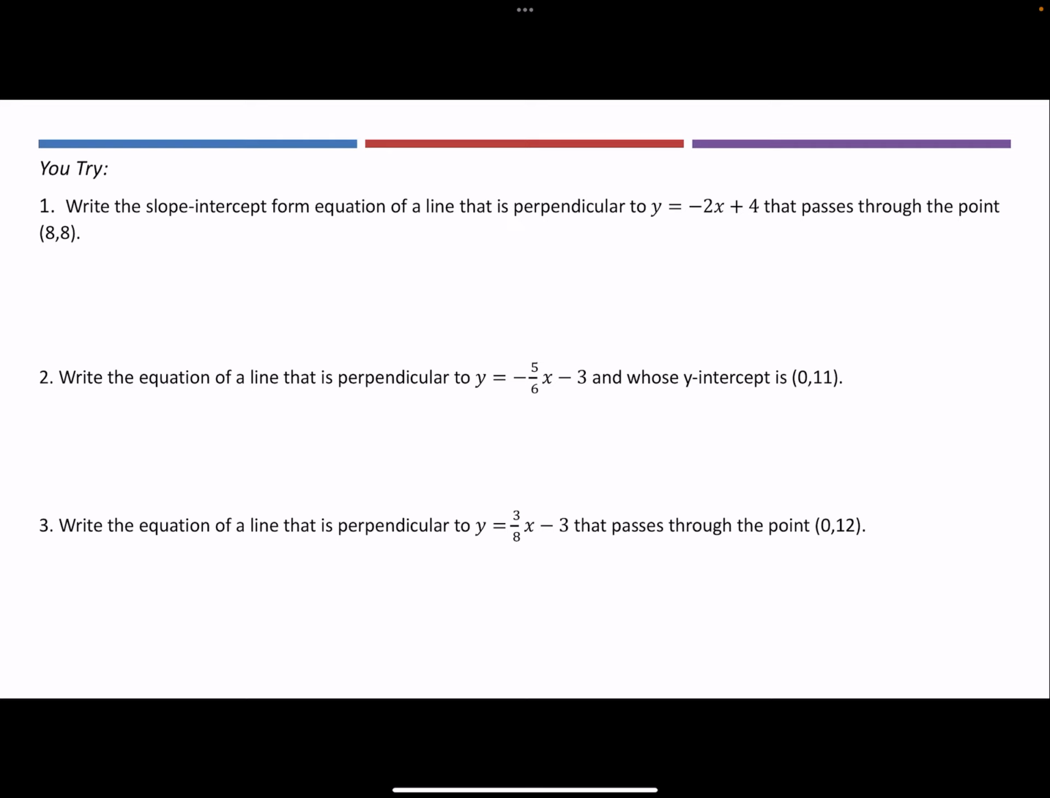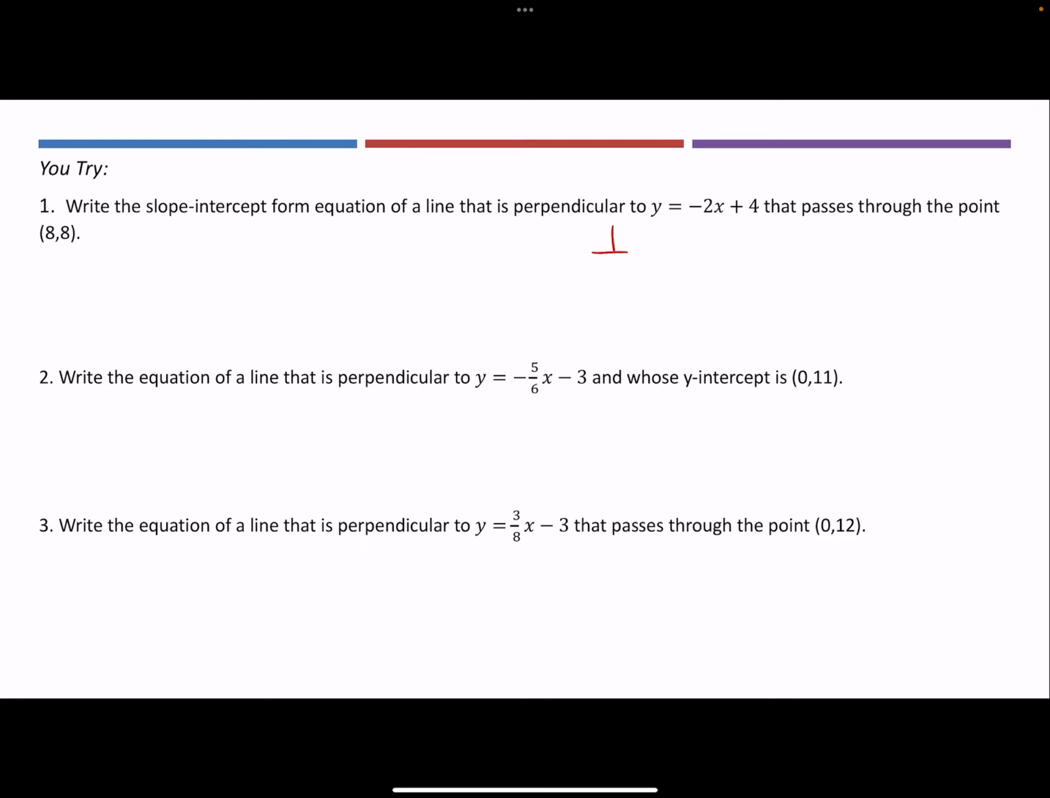But if you want me to go through, I'm going to quickly go through a few more examples just in case you need some more practice, okay? So let's jump into number 1. We want the equation of a line perpendicular to this equation here.